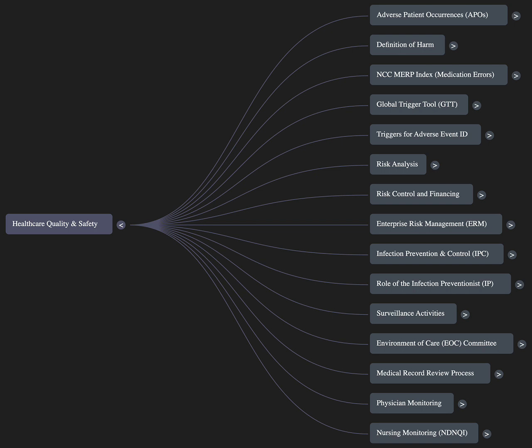The IP plays a pivotal role. They lead and coordinate all the IPC efforts. Their job is diverse: analyzing HAI data for trends and risks, conducting ongoing surveillance to track infection rates, developing evidence-based prevention strategies, and reporting data and initiatives back to committees and stakeholders. So, data analyst, disease detective, educator, communicator, all rolled into one.